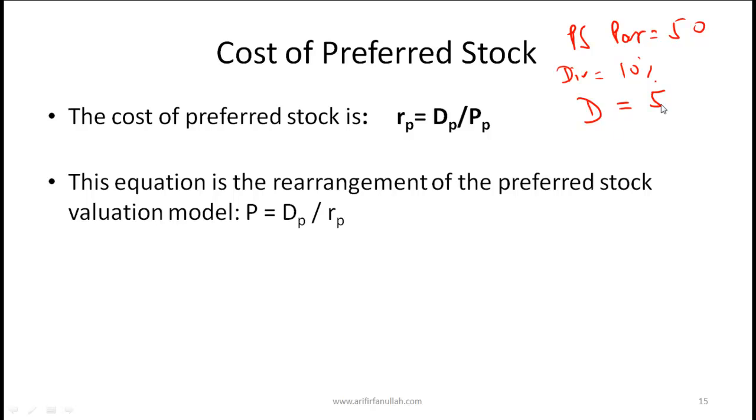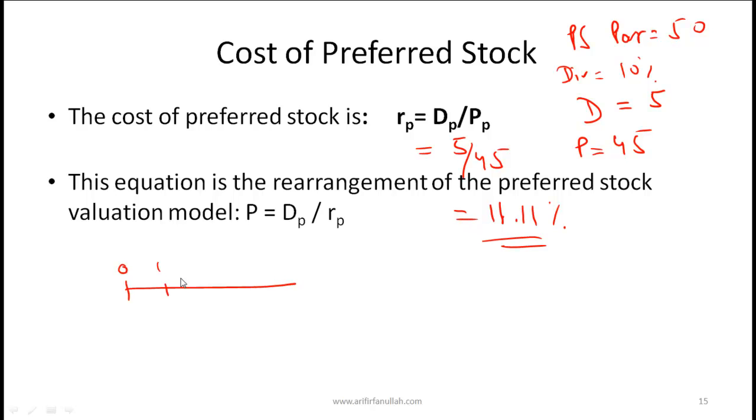So the dividend is 5 every year, and let's say that the preferred stock is currently trading at 45. Then the way we come up with the cost of preferred stock, it's equal to the annual payment, which is 5, divided by 45, which is equal to 11.11%. So it's a simple calculation, and if you recall, this is based on the annuity formula, where you have a very simple cash flow of 5, 5, 5 forever.